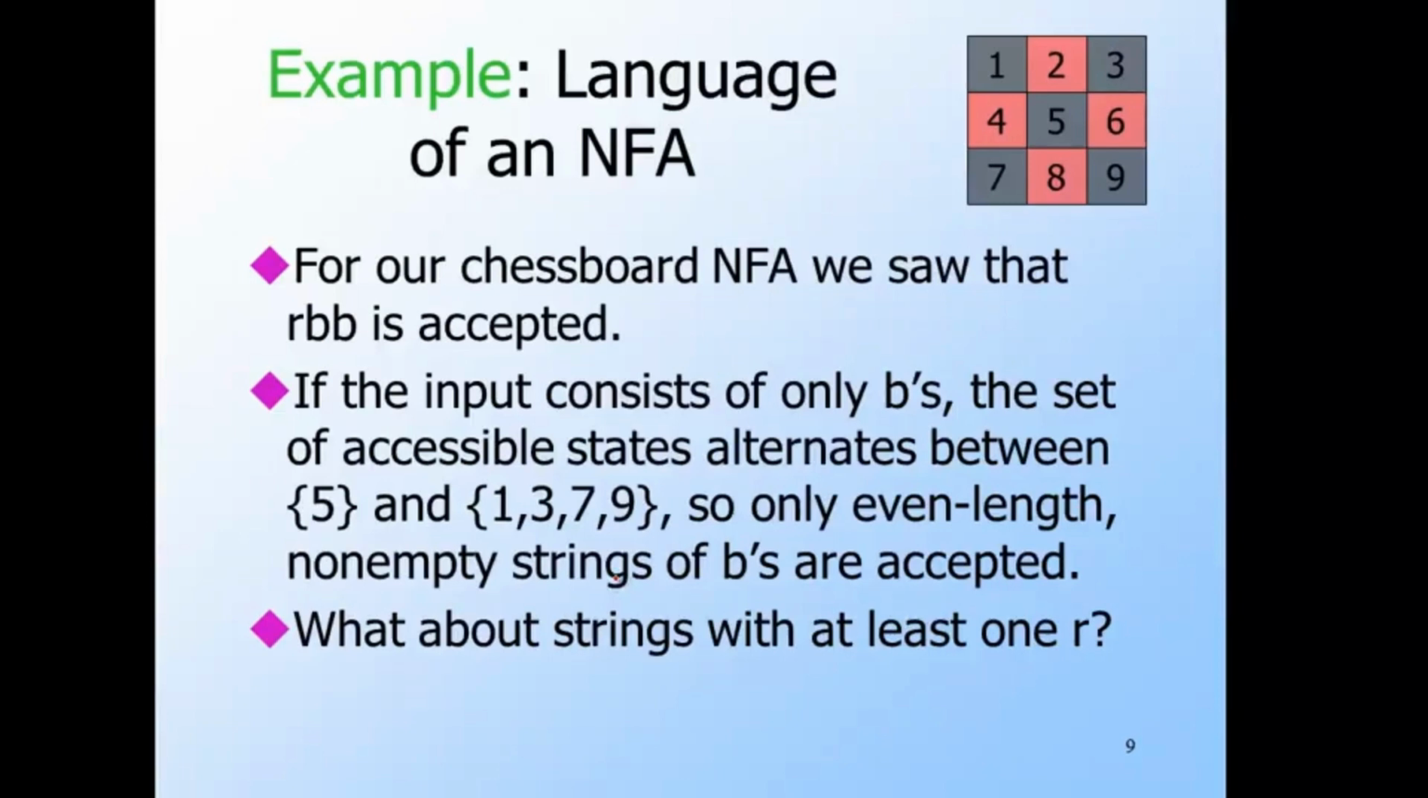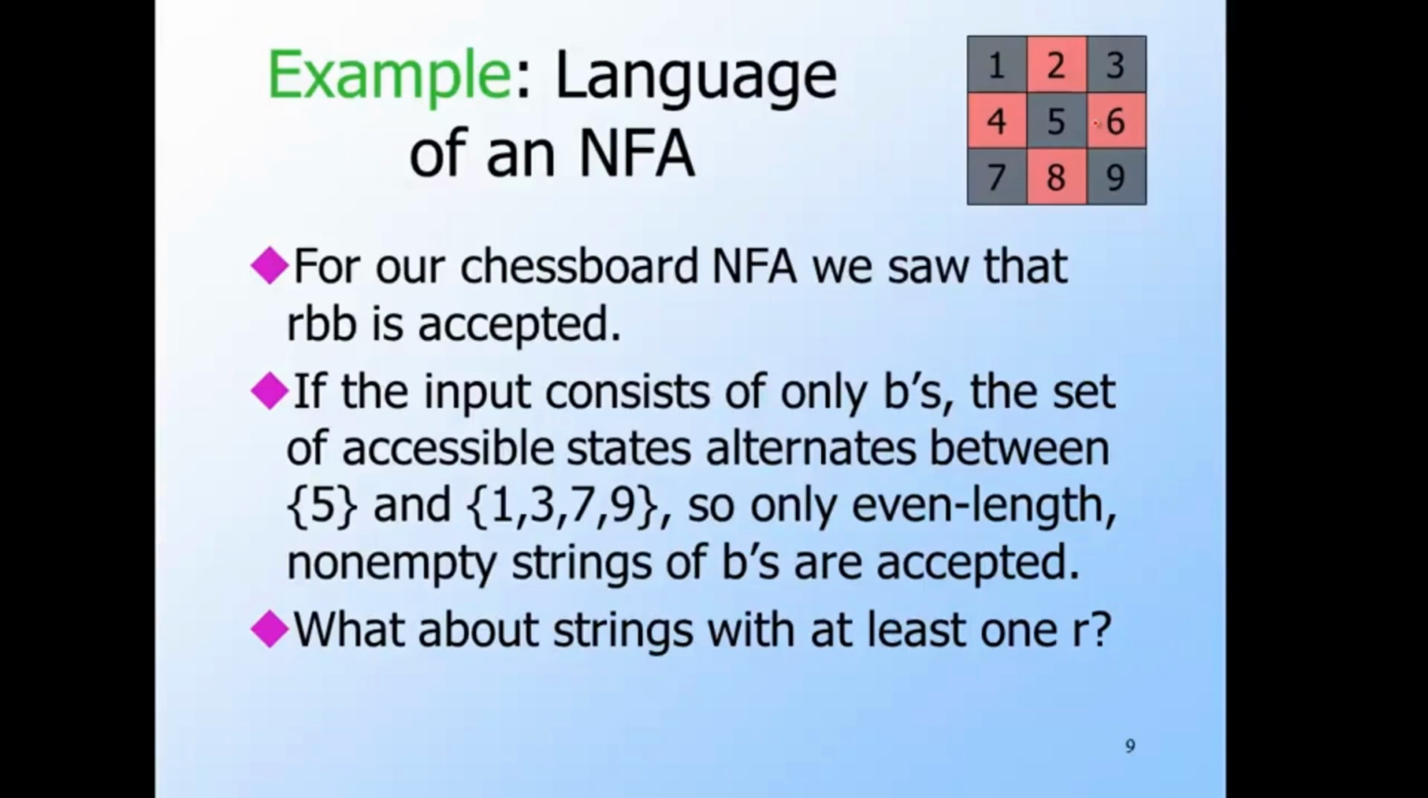The language of the non-deterministic automaton that we designed to represent moves on a chessboard is actually quite tricky to describe. For strings consisting only of B's, it's easy. You start only in state 1, and on the next move with B, you only go to state 5, so you're only in the set containing 5. Another B will take you from 5 to 1, 3, 7, and 9. So after the second B, you're in 1, 3, 7, and 9 only. The next B: each of 1, 3, 7, and 9 only has 5 as an adjacent black square. Their other adjacent squares are red. So after 1, 3, 7, 9, you are now in just the set 5. And from 5, you go to 1, 3, 7, 9, and so on.